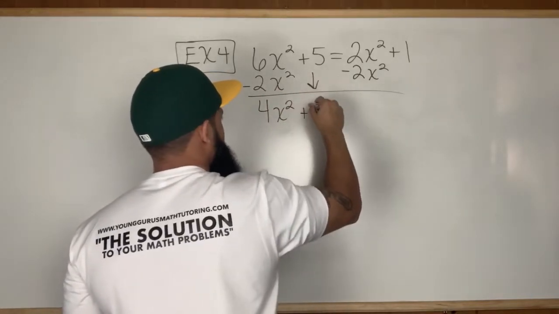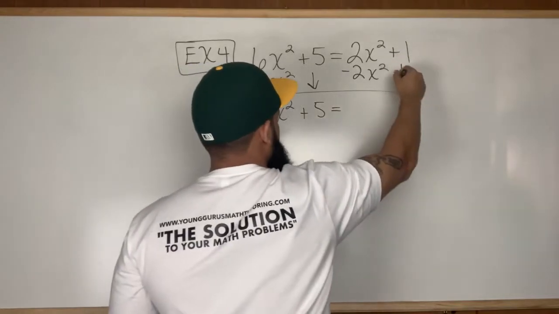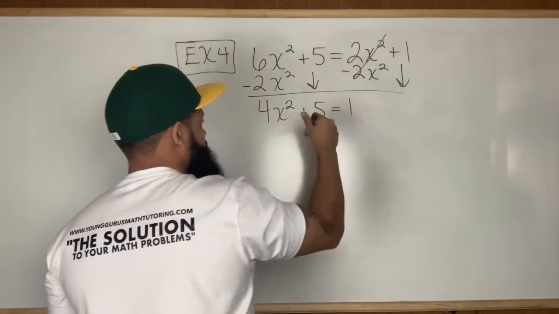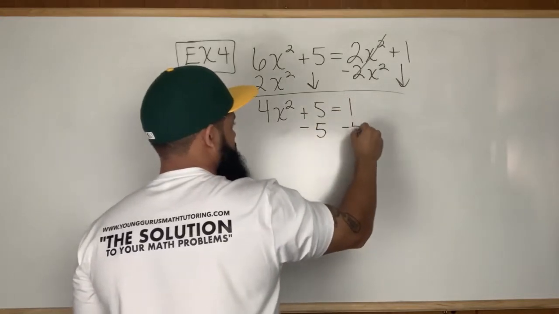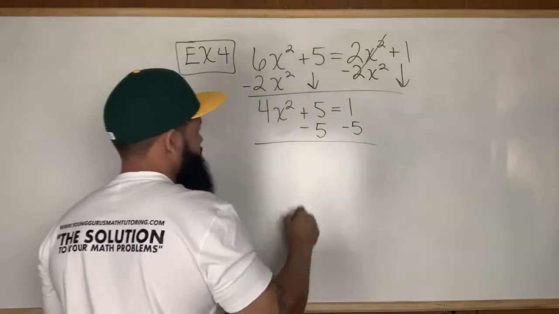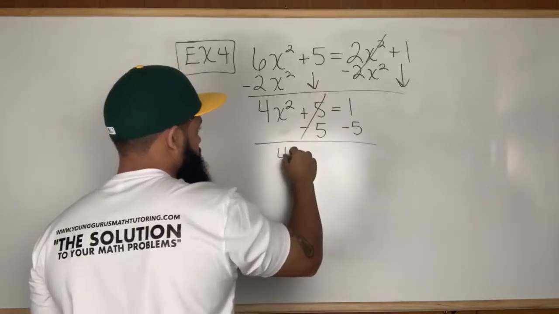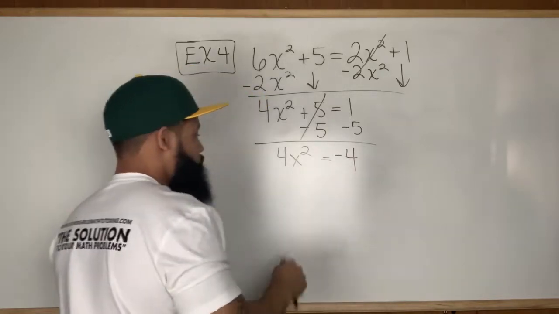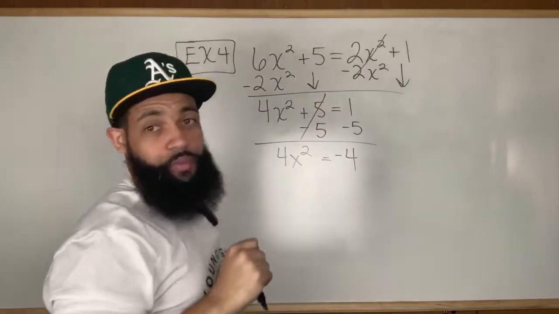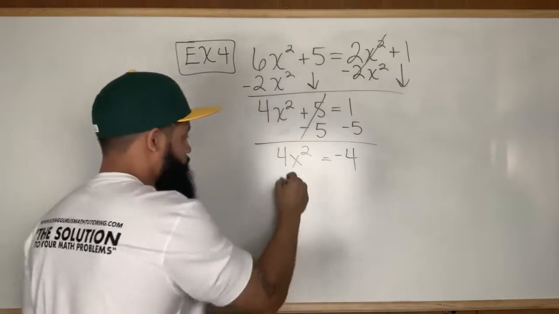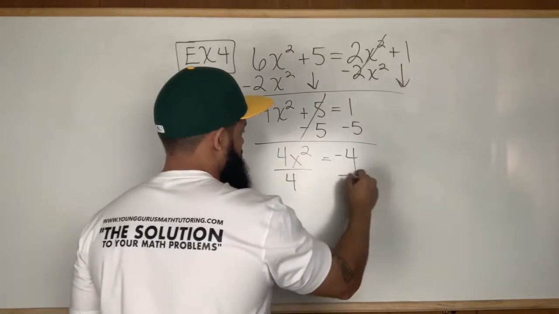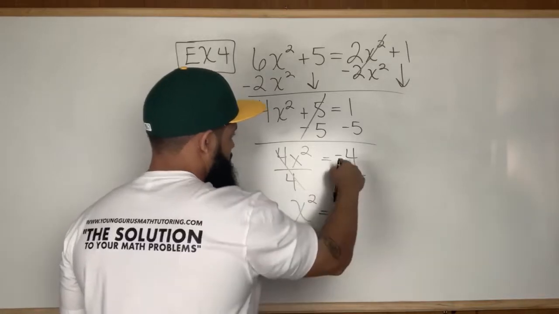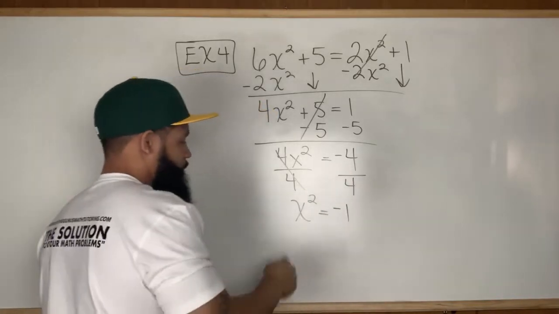Bring down my plus 5 equals 1. All right. 5 needs to go over there. So I'm going to subtract 5. 5 minus 5 is 0. So 4x squared equals 1 minus 5 is negative 4. I need to get rid of that coefficient of 4, so I need to divide by 4 on both sides. 4 divided by 4 is 1. That leaves me with x squared equals negative 1.